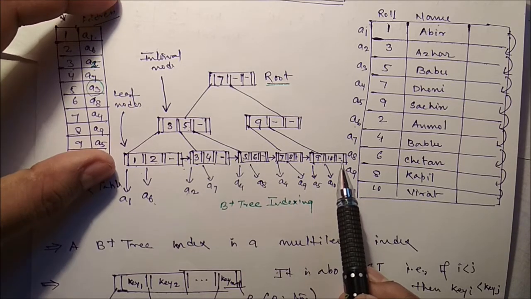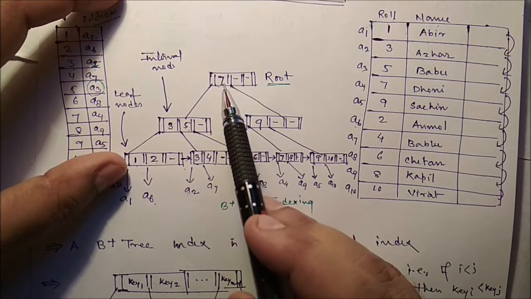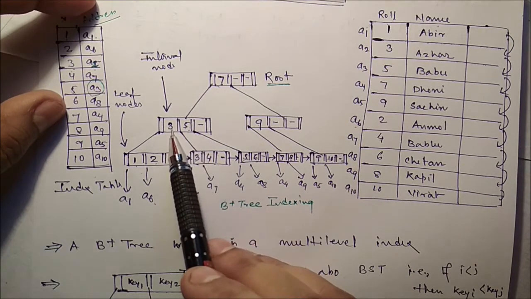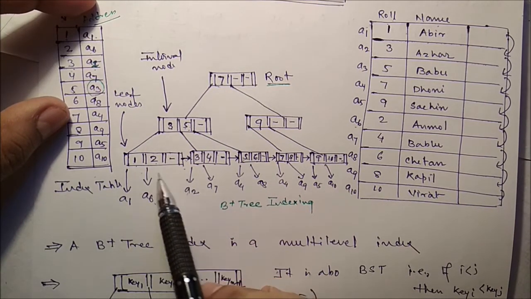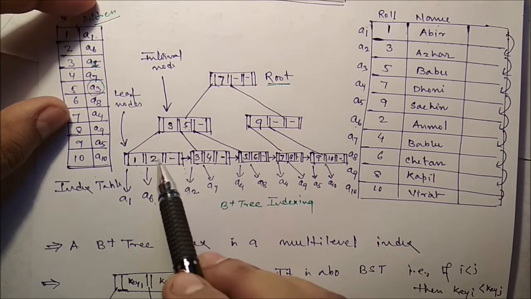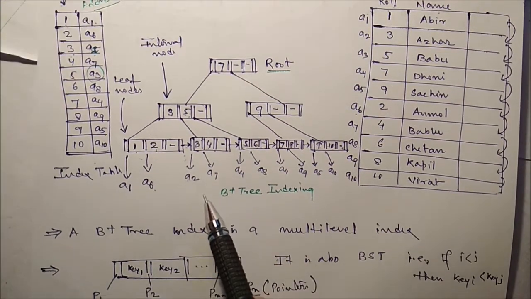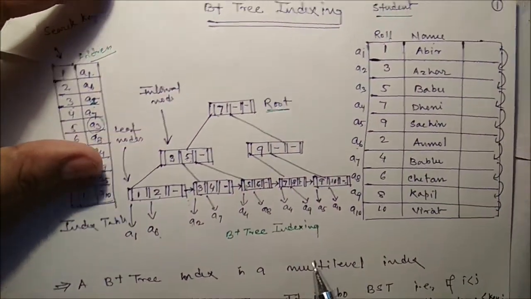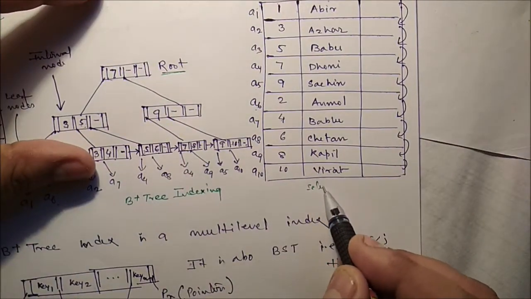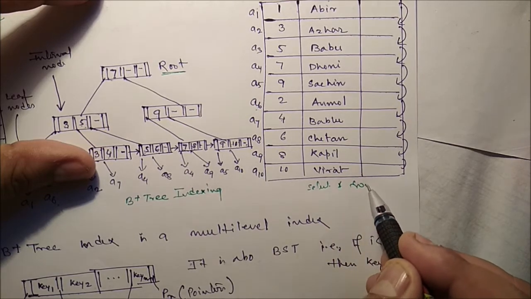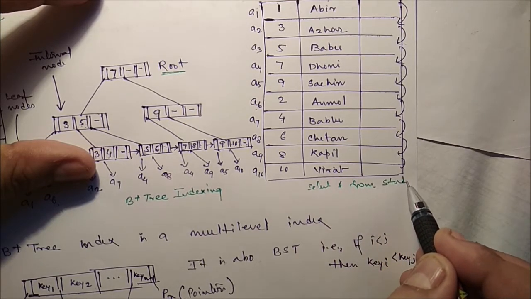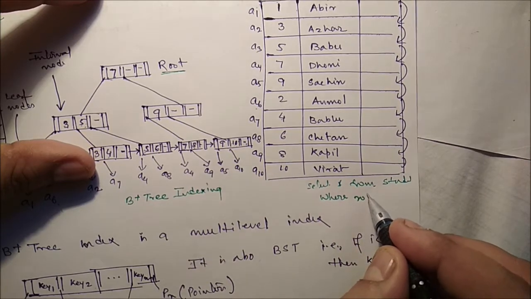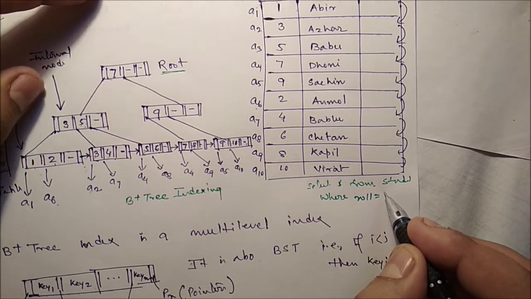Similarly, you have to check whether roll number 2 is there or not. Every time you have to search from the root. 2 is less than 7, less than 3, so you move this way, and if you read this particular part we can get roll number 2. Now suppose we write a query like this: select * from student where roll number is equal to 3.